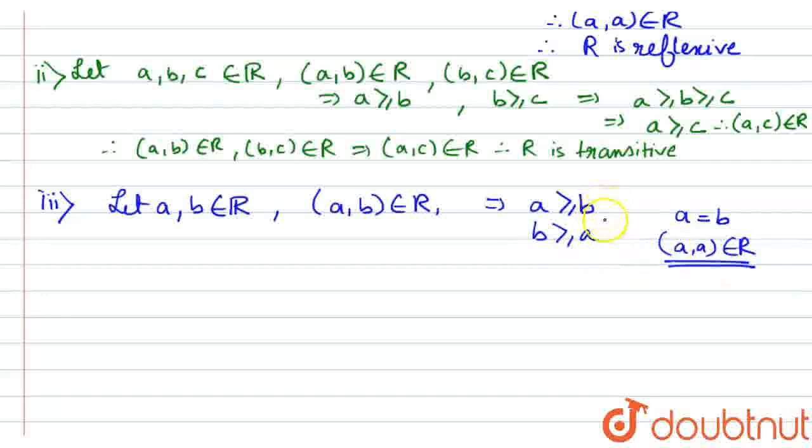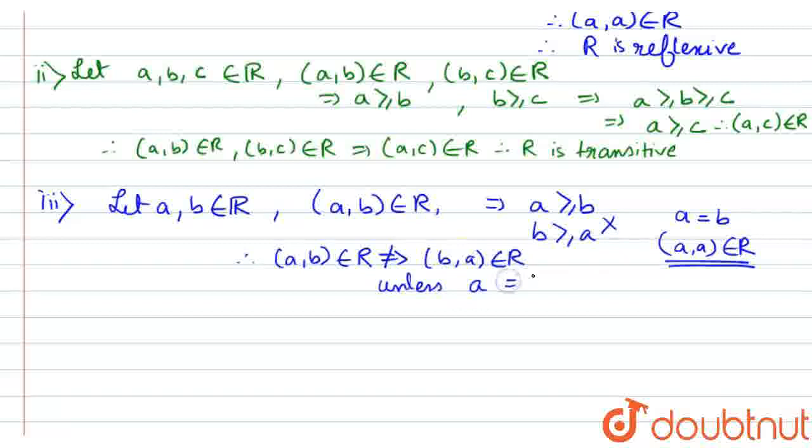Therefore, both of them are not possible if a is not equal to b. Therefore, (a, b) belongs to R does not imply (b, a) belongs to R unless a is equal to b. Therefore, R isn't symmetric.